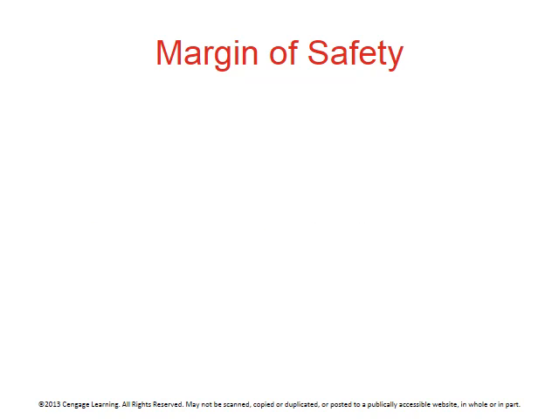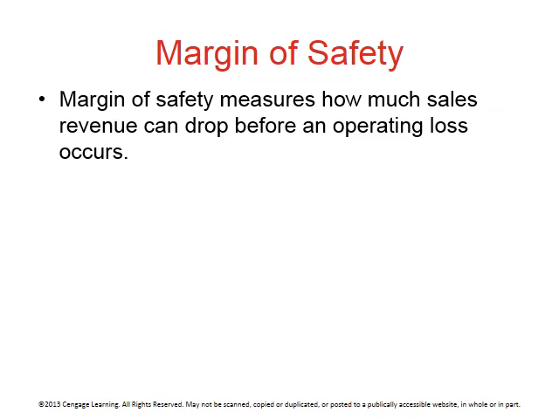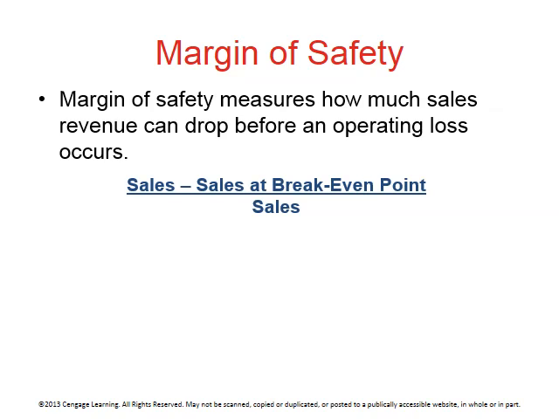Next thing is margin of safety. This is how much sales revenue can drop before you incur an operating loss. To calculate this, we take sales minus sales at break-even point, divided by sales.